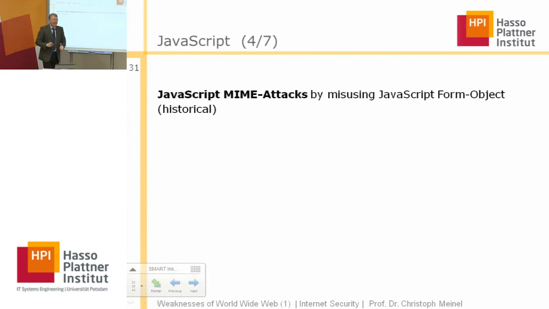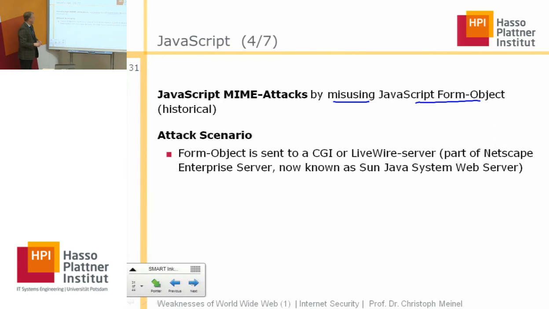Here the idea is characterized by the misuse of the JavaScript form object. Meanwhile, this is a historic attack, so it's no longer possible in this way, but it's good to understand what was possible and what the ideas are to attack a system. The attack scenario looks like the following. The form object is sent to a CGI or to a Livewire server.